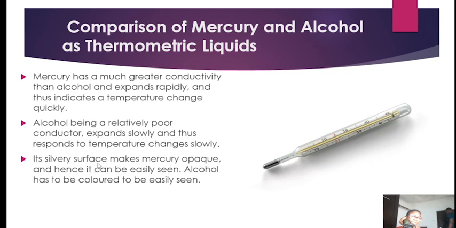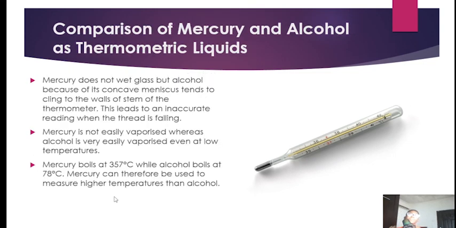Its shiny surface makes mercury opaque, and it can easily be seen. Alcohol has to be colored to be easily seen. Mercury does not wet glass, but alcohol does, because of its concave meniscus, it tends to cling to the walls of the stem of the thermometer. This leads to an inaccurate reading when the thread is falling.